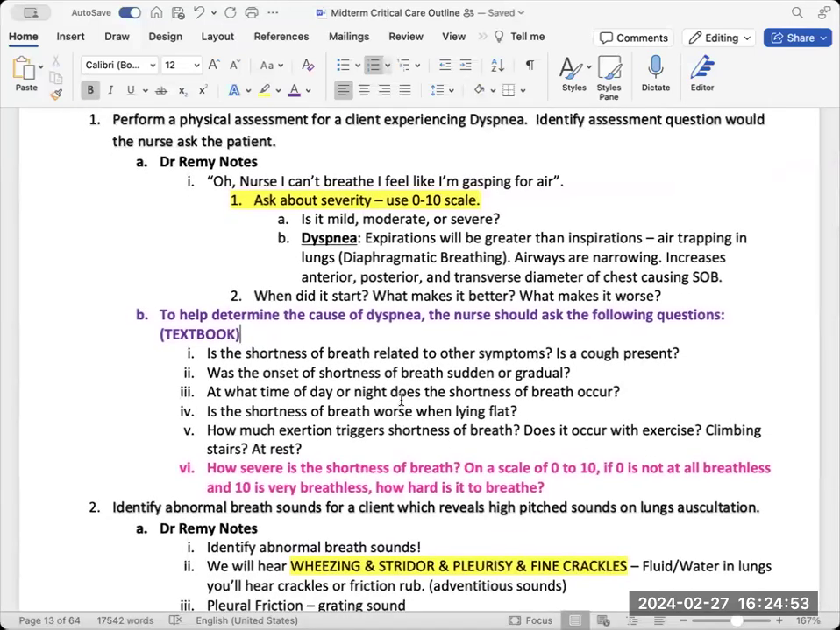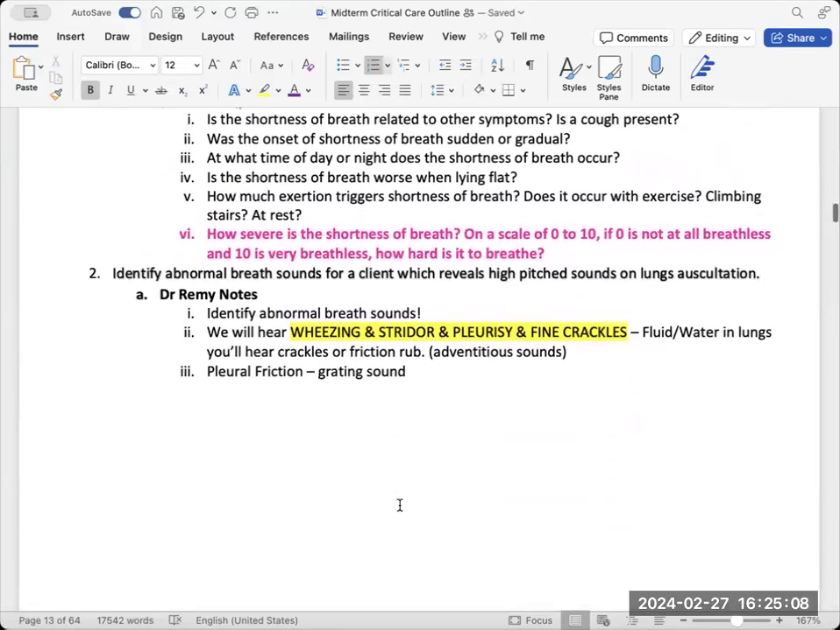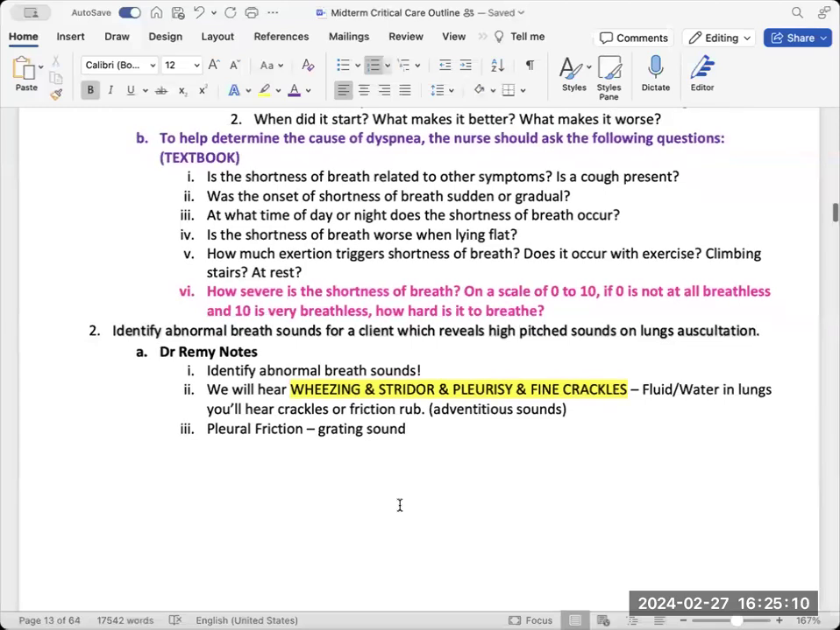And remember, dyspnea means that we're having expirations that are going to be greater than inspiration. So they're going to have air trapping, which is going to cause them to have shortness of breath. So our goal is to ask them how severe it is. Okay. Of course, we're going to ask them other things, you know what I mean? Like, when did it occur? All of this stuff. Does anything help? But our main priority is how severe it is, right?